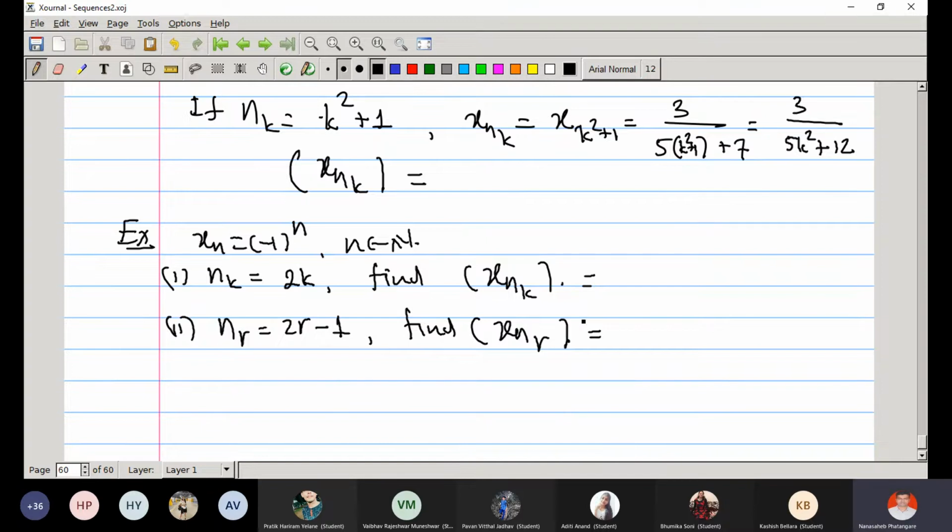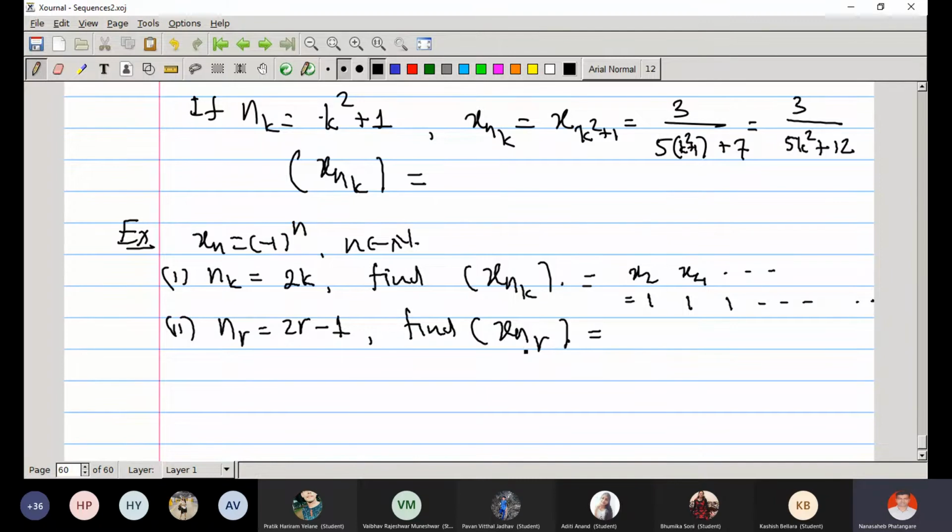In the first sequence all terms are 1, and in the second, minus 1. So nk is 2k, which means it is even. That means you have to just catch the even terms, right? Even terms means x2, x4, and so on. But what is x2? 1, 1, 1. So all constant, right?